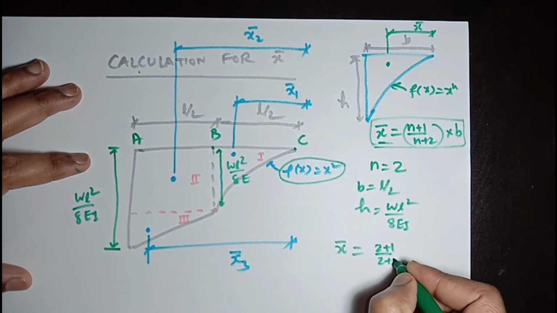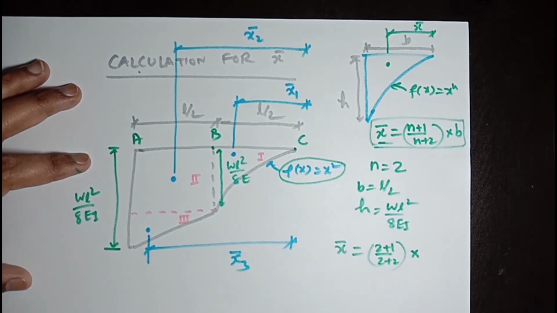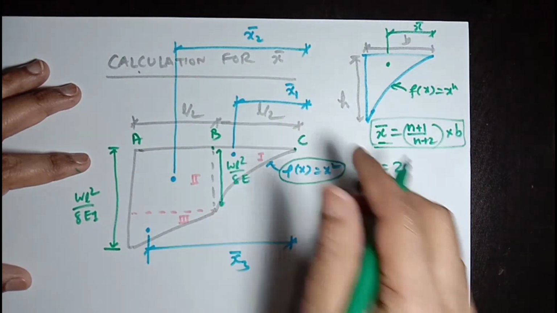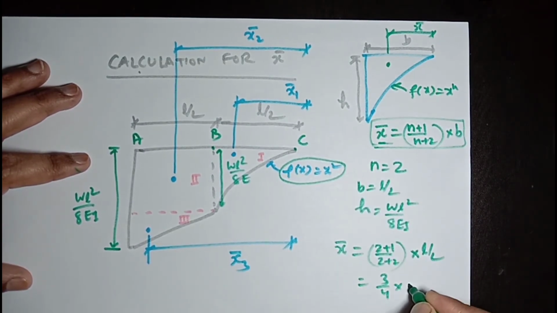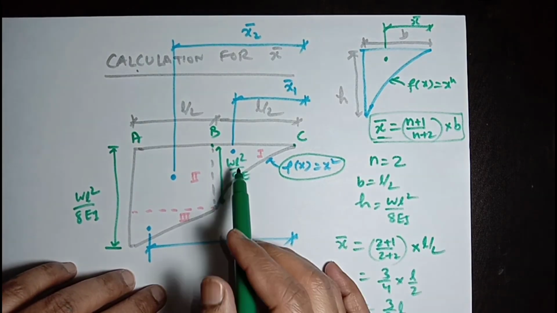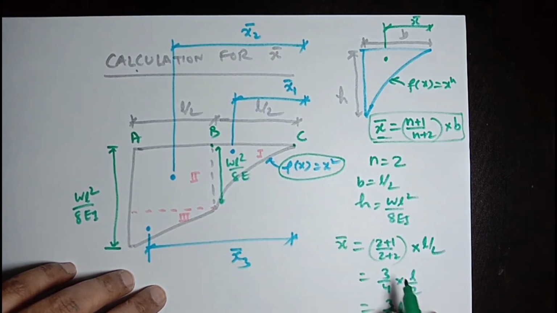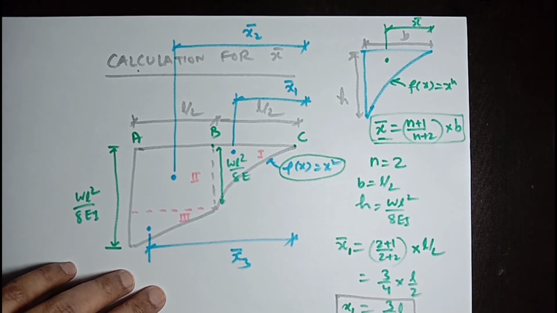in place of n it will be 2 plus 1 divided by 2 plus 2, and in place of b it will be L by 2, so 3 divided by 4 into L by 2, which is 3 divided by 8L. So x1 bar for this parabolic curve will be 3 by 8 into L.